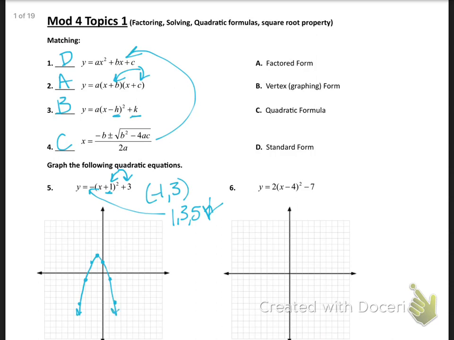Okay, if we're talking about what's happening in this equation here, the negative is a reflection across the x-axis. That's why it's facing down, opening down. This would be my left one, and then my up 3.